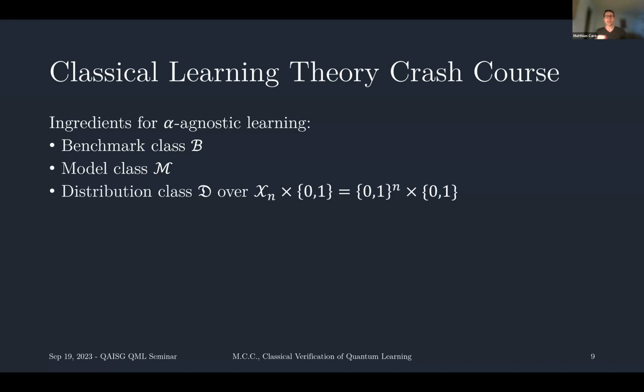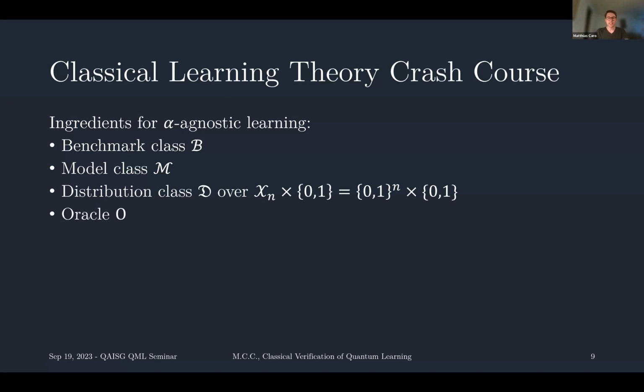Next, we make an assumption that there is some distribution class over n-bit inputs and 1-bit output. This is because we're going to do this in computational learning theory. We often focus on learning functions from n-bit strings to a single bit. And we're going to make some assumptions about the possible data distributions that can arise.